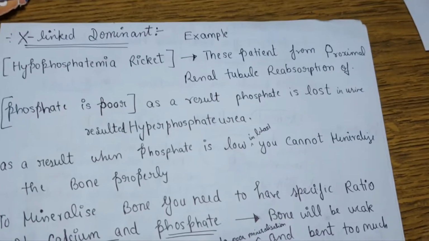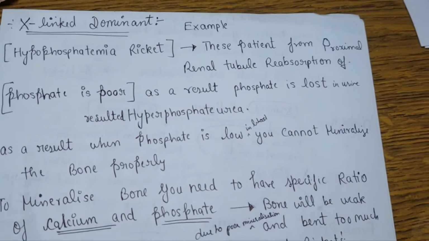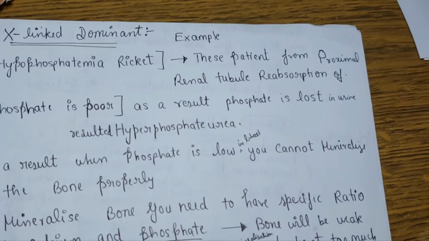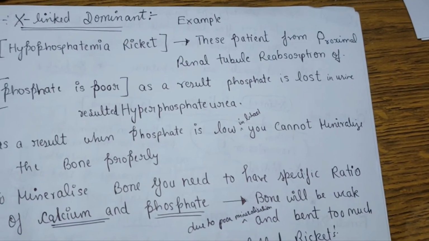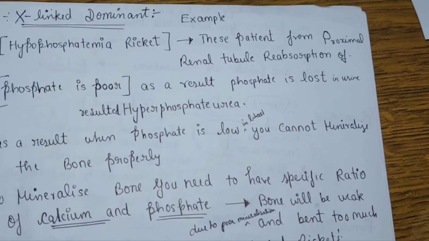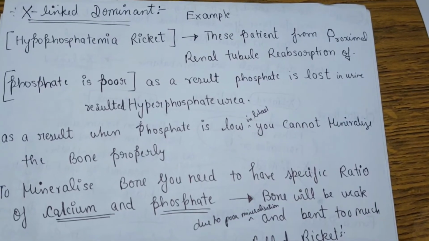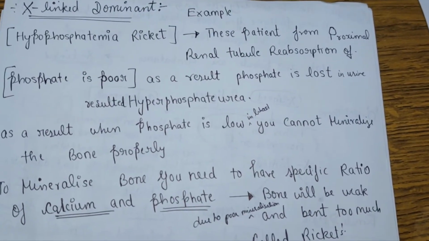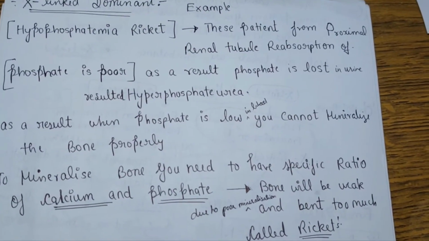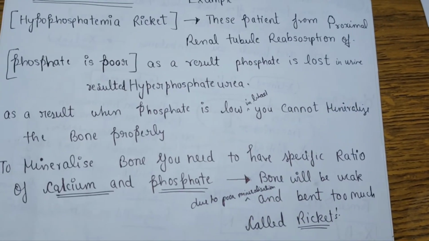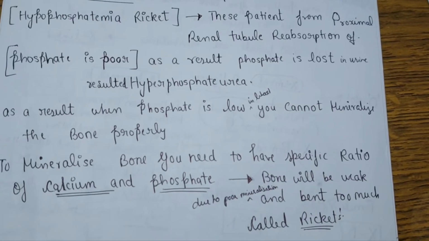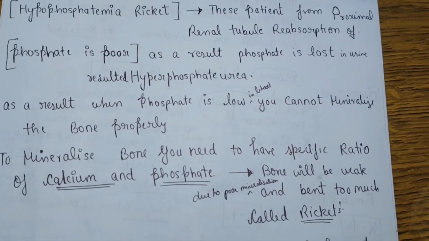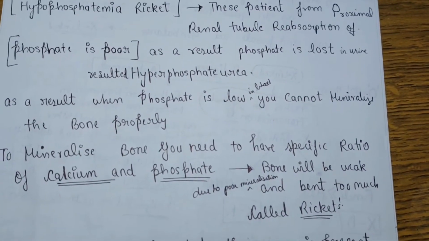Now we are going to discuss X-linked dominant disease. An example of an X-linked dominant disease is hypophosphatemic rickets. In these patients, reabsorption of phosphate from the proximal renal tubule is poor. As a result, a lot of phosphate is lost in urine, which results in hyperphosphaturia. When the level of phosphate is low in blood, we cannot mineralize our bones properly.